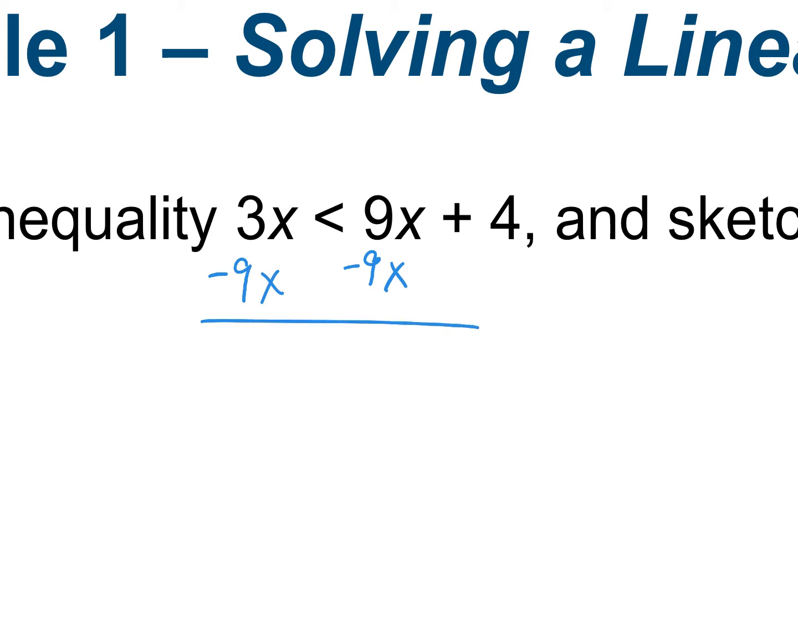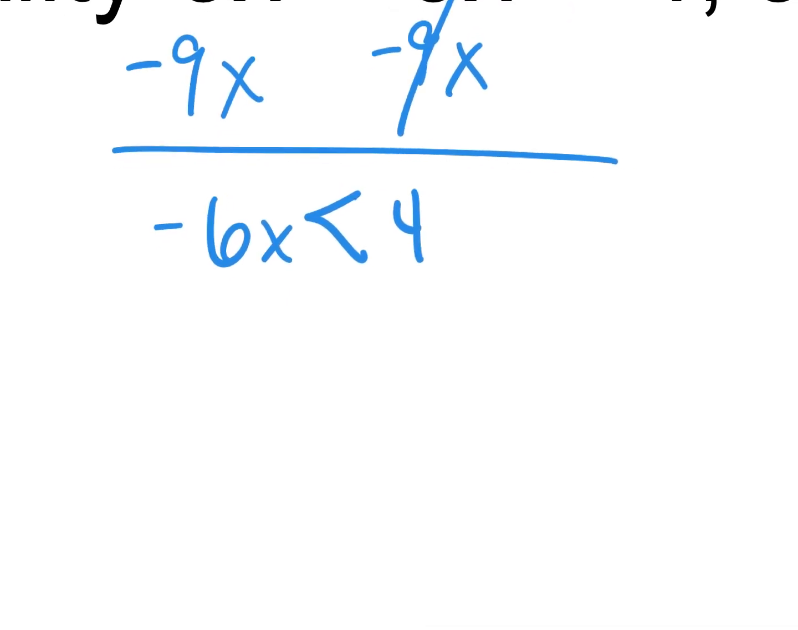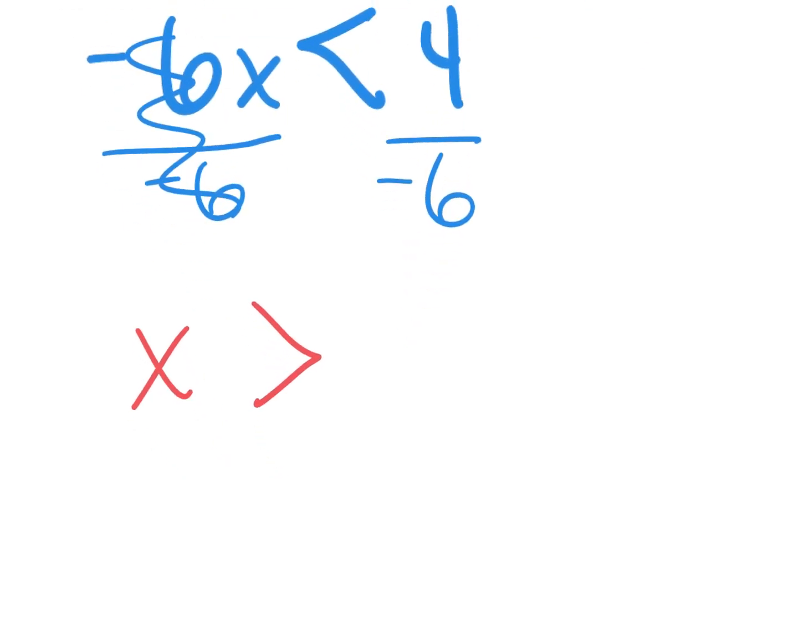3x minus 9x gives me negative 6x is less than 4. Now what do I do? Divide both sides by negative 6. If I multiply or divide by a negative number, what do I have to do to my sign? I have to flip it. If you guys don't do that, your answer is incorrect. Can we simplify for a negative 6? Yes, this becomes negative 2/3. That is part of your answer.